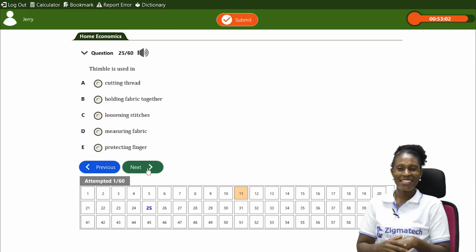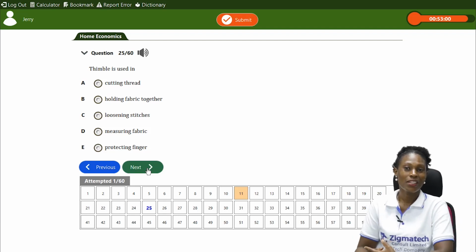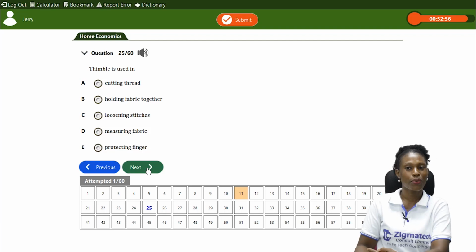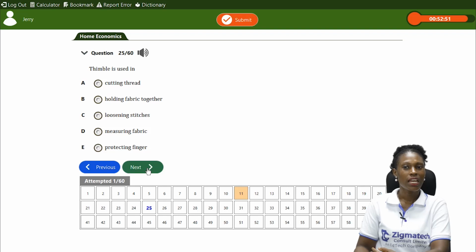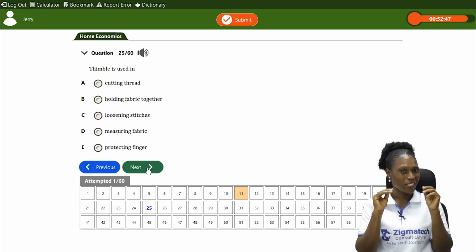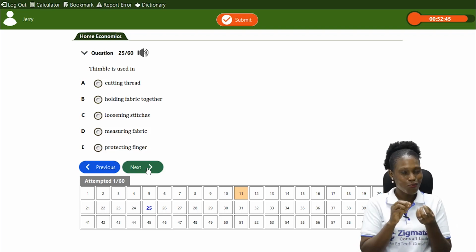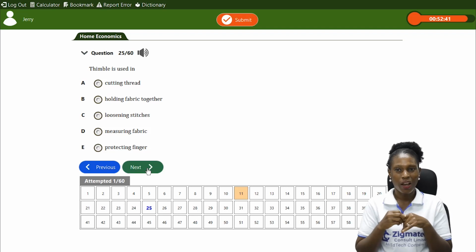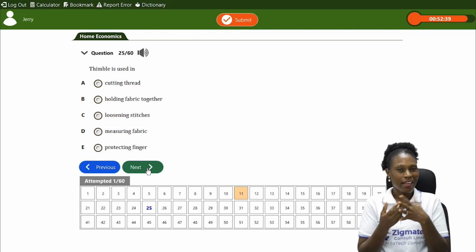Okay, let's look at this question. Thimble is used in A, cutting thread, B, holding fabric together, C, loosening stitches, D, measuring fabric, E, protecting the finger. I'm sure you still remember the picture of the thimble, isn't it? It's that small, cap-like thing that you wear on the finger. So why do we wear the thimble?